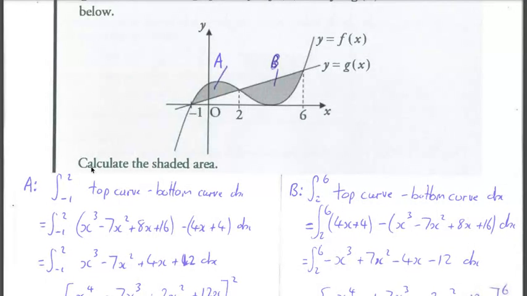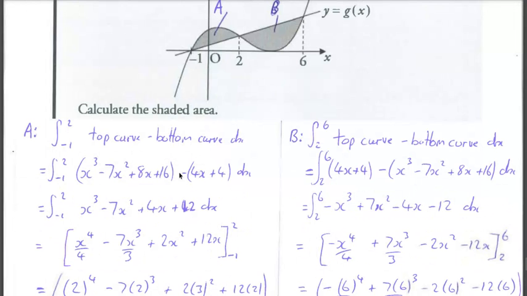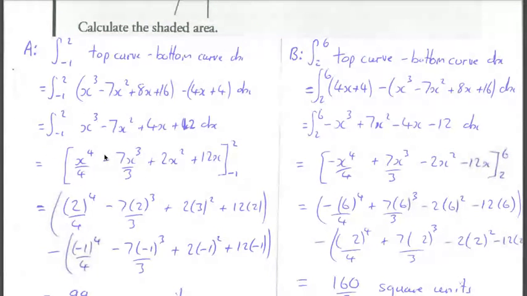Right, area A. So it's the integral of the upper minus lower or top minus bottom, so it's the curve minus the line, so f of x minus g of x in this case. So x cubed minus 7x squared plus 8x plus 16 minus all of 4x plus 4. So we're subtracting the 4x and the 4. Let's do that before we integrate, so we're only integrating 4 terms and not 6 terms. And then we just need to evaluate once we've done that.